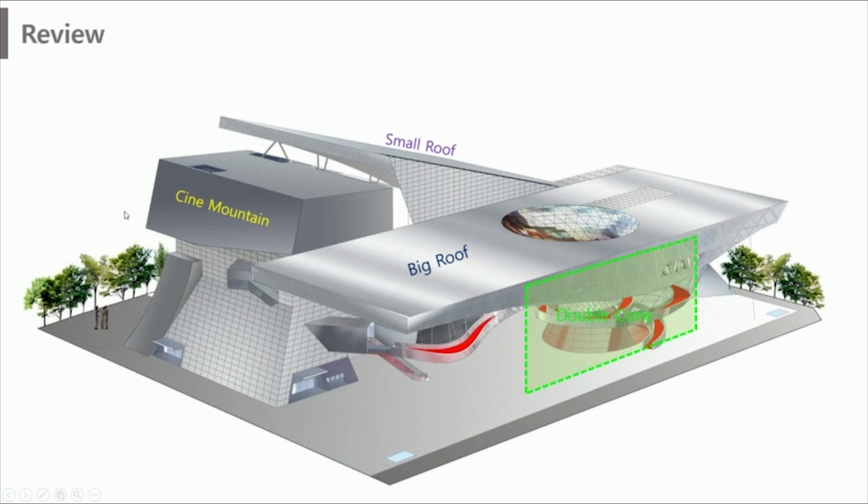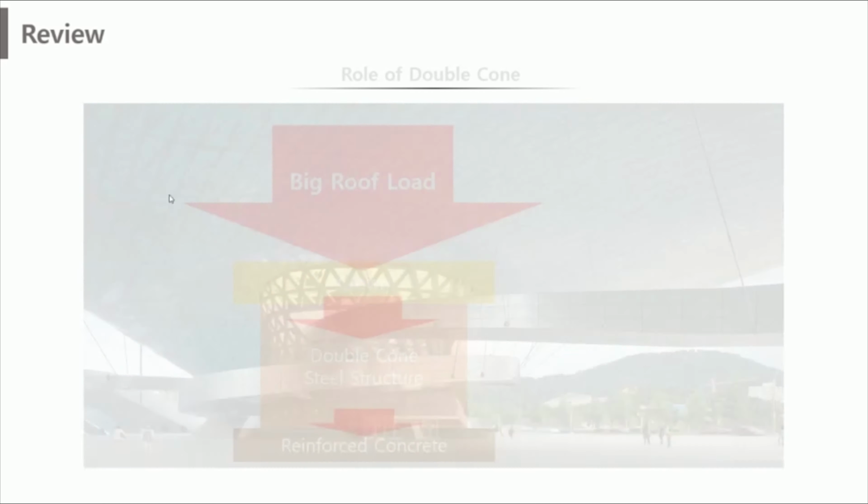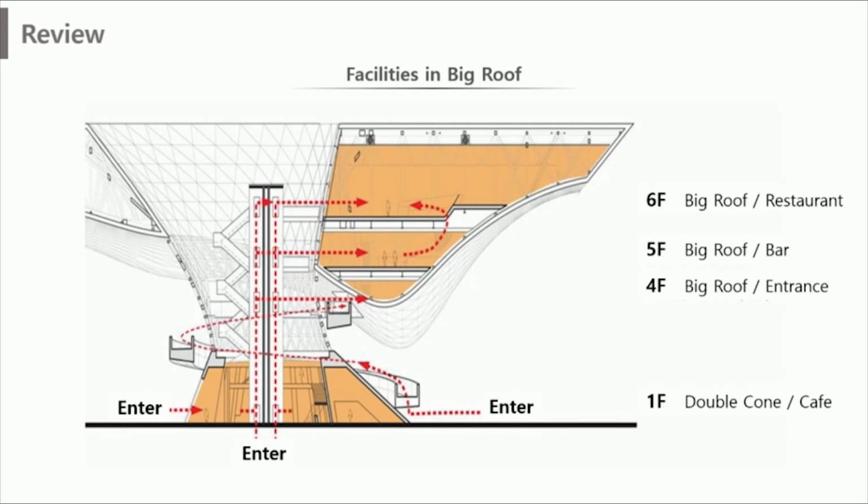Last week, our team presented about the double cone. A double cone serves to withstand the load of the big loop. Our team looked for an answer to the professor's question in the last presentation. This is the data of facilities in the big loop. You can see that there are bars and restaurants in the big loop.